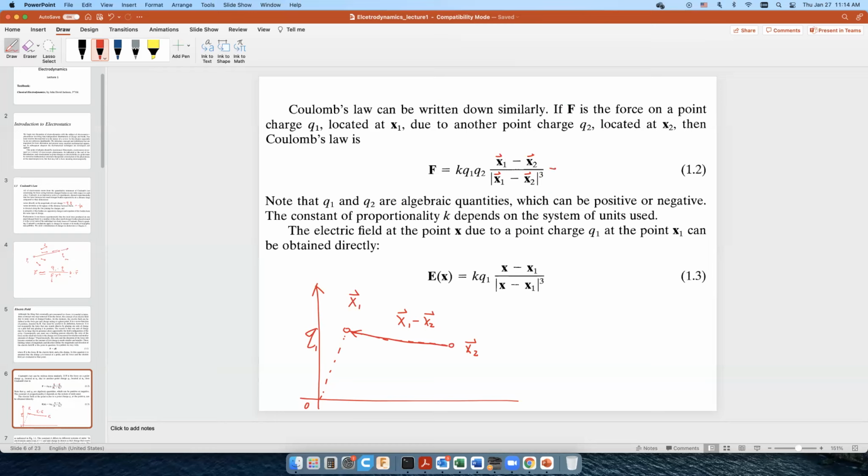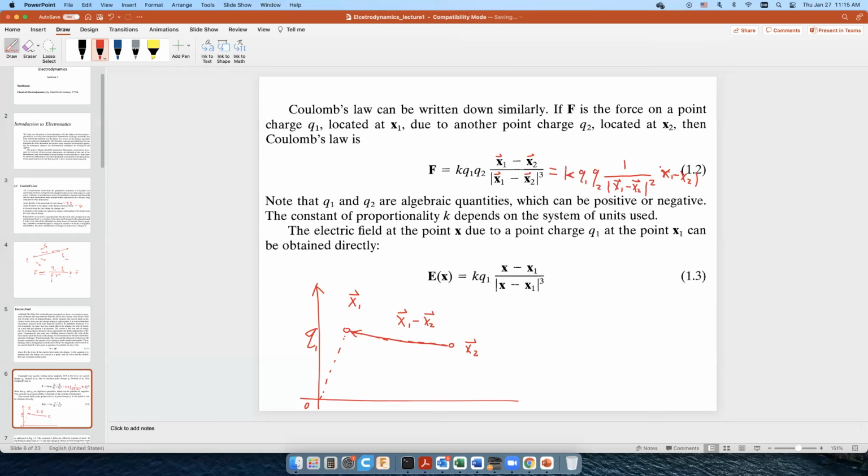value, or it can also be written as k q1 q2 times 1 over the magnitude of x1 subtracted by x2 squared, times the direction of r, or the direction of x1 subtracted by x2. It's a vector subtraction.